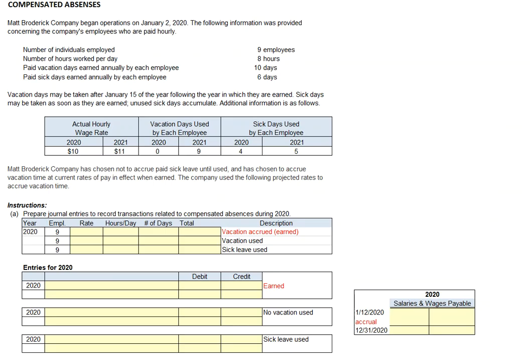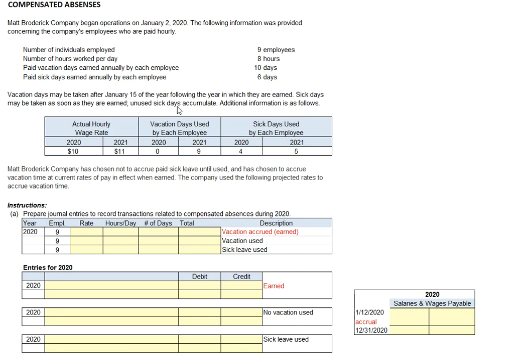Let's get back to our problem on compensated absences. We're told that the Matt Broderick Company began operations January 2, 2020, and the following information is provided. We have 9 employees. They have worked 8 hours per day. We have 10 vacation days per year and 6 sick days per year. Vacation days may be taken after January 15th of the year following which they are earned. So in other words, there's accumulated rights to the vacation time.